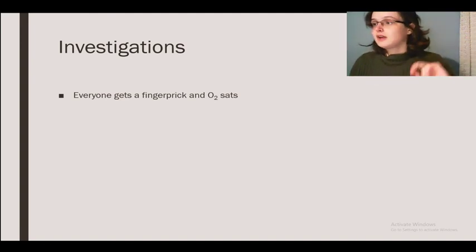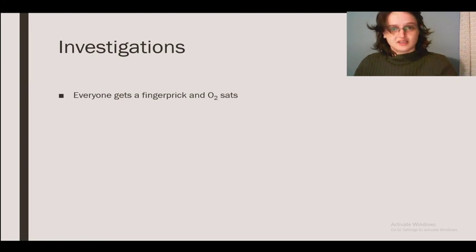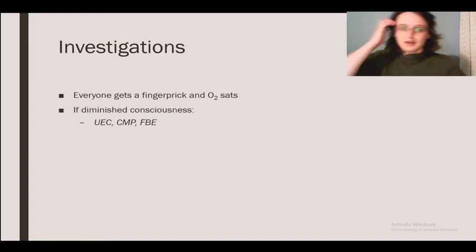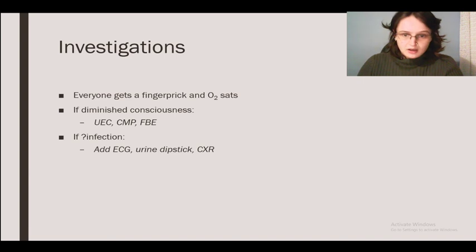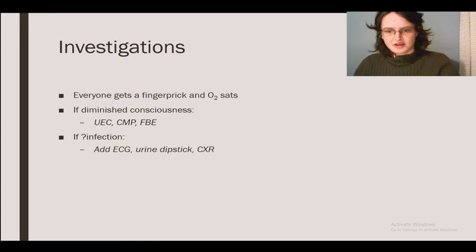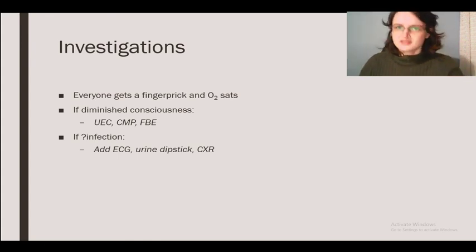If they have a decreased conscious state, do your metabolic panel, UEC, CMP. Everyone gets an FBE, but that's just what UpToDate put it under, because UpToDate is where I got this approach from. If you think they have an infection, chuck on the ECG, do a urine dipstick. The ECG is for demand-related ischemia, dipstick and chest X-ray for those focal sources of infection, and also part of your septic screen. So chuck on blood culture and maybe an LP if you're that way inclined.